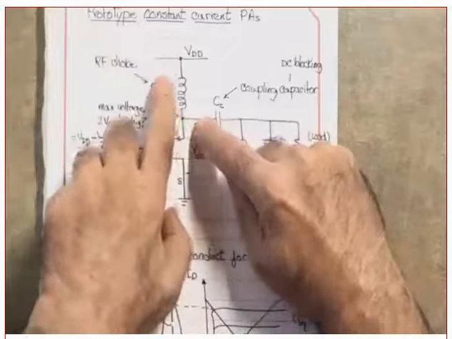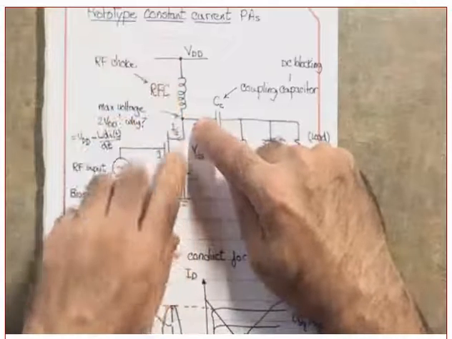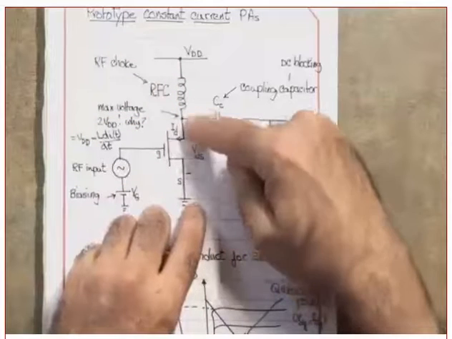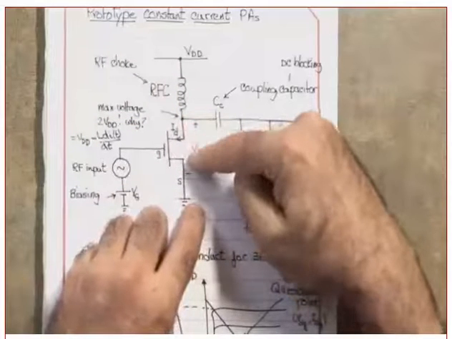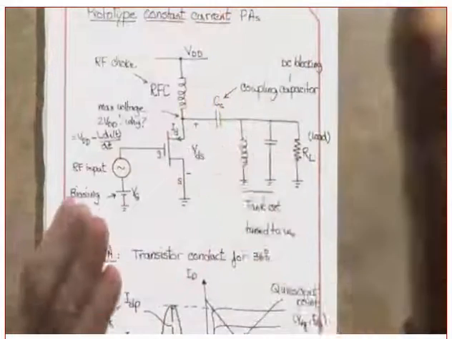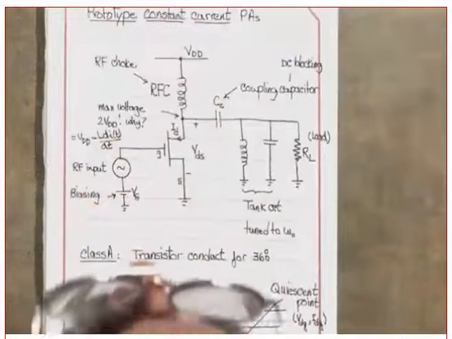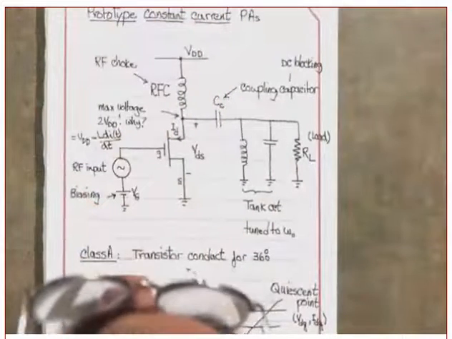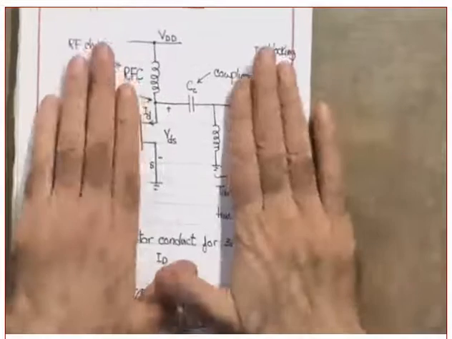And you might choose the value of this one to be grouped with any parasitic capacitor inside the MOS to behave as a tank circuit tuned to what? To the fundamental frequency. Did you get my point or not? Okay, good.